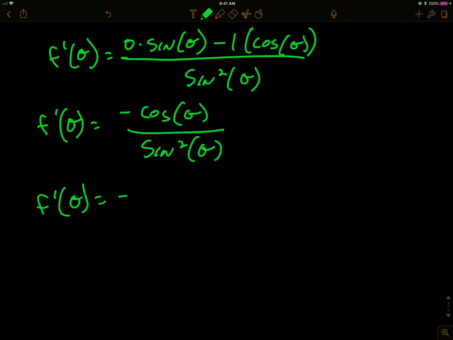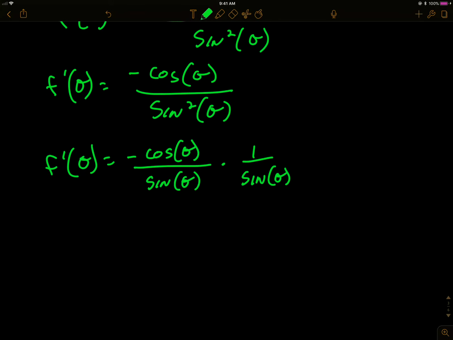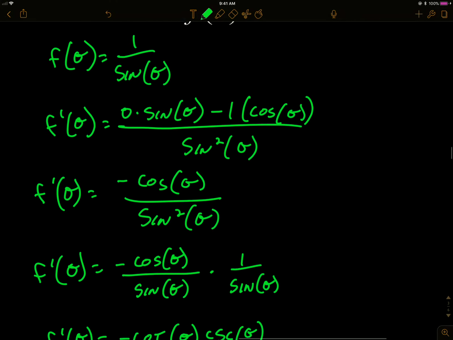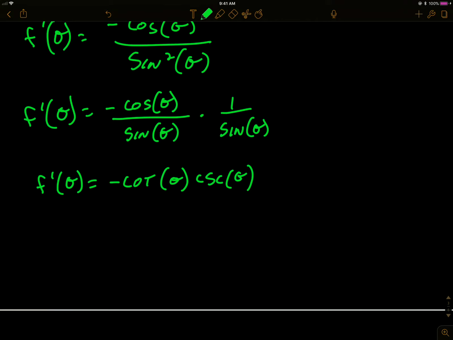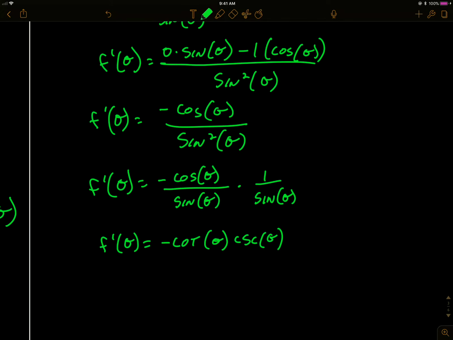Okay, so then I'm going to break these up again like I did before. I can call it cosine of theta, decomposing the multiplication here, over sine of theta times 1 over sine of theta. This is negative cotangent times 1 over sine, which is cosecant. So it's multiplication. It's negative 1 times cotangent times cosecant. I can rewrite these in any order I like, so I'm going to change around the order a little bit.